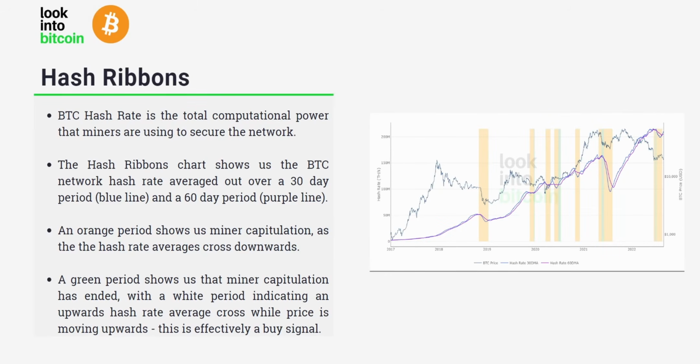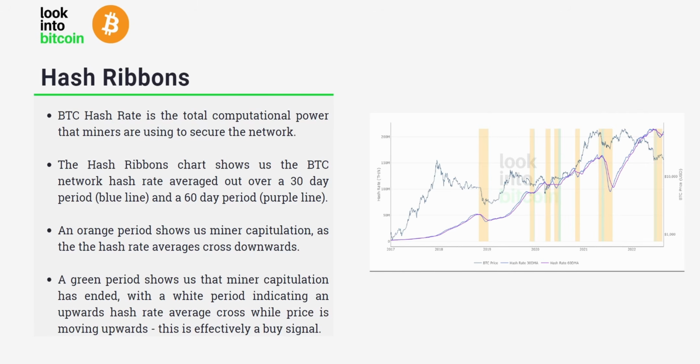So just to summarize, the Bitcoin hash rate is the total computational power that miners are using to secure the Bitcoin network. And the hash ribbons are showing us this hash rate averaged out over a 30-day period, which is the blue line, and a 60-day period, which is the purple line. This not only smooths out the data, but gives us a better overall trend we can see in the hash rate. On this chart, we can see that the orange periods in the background color show miner capitulation, when miners begin to reduce their commitment to securing the Bitcoin network, usually tied to negative price action.